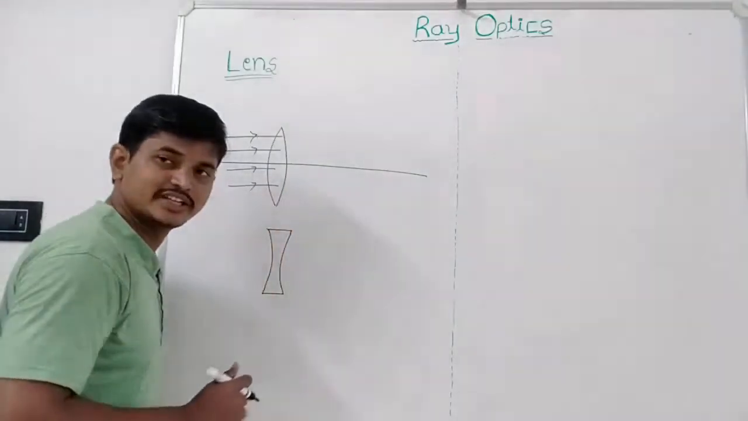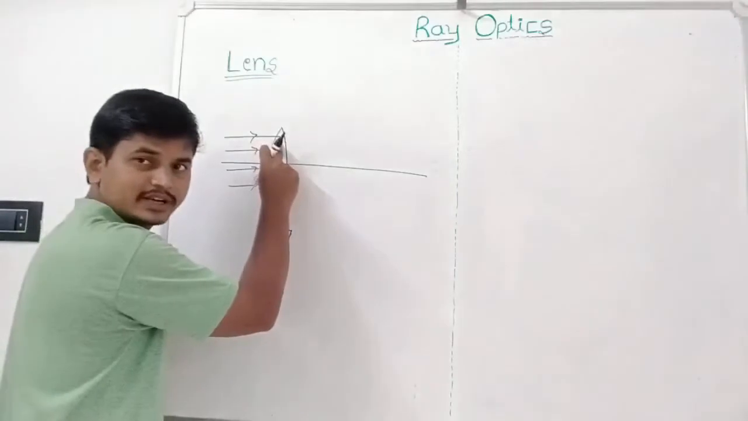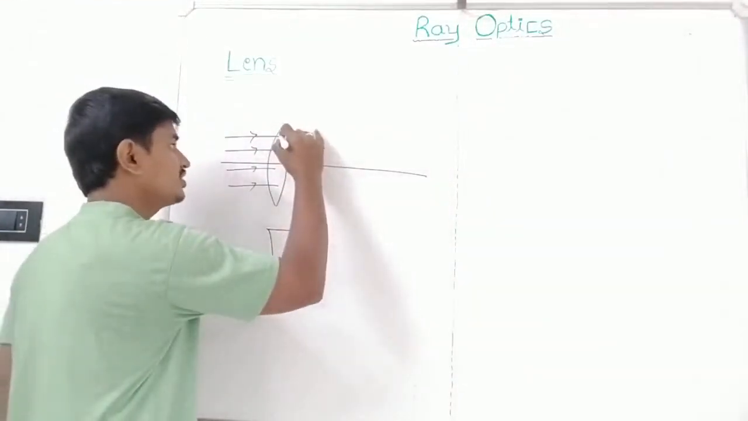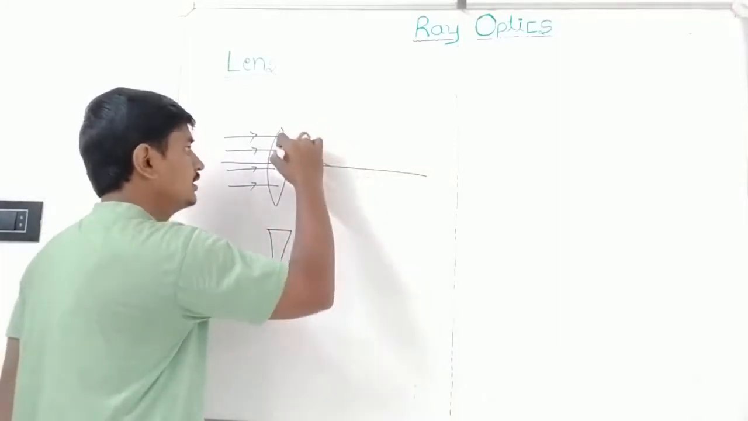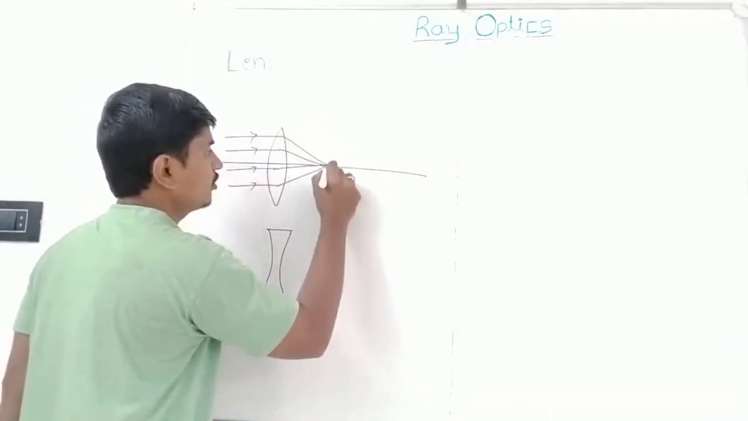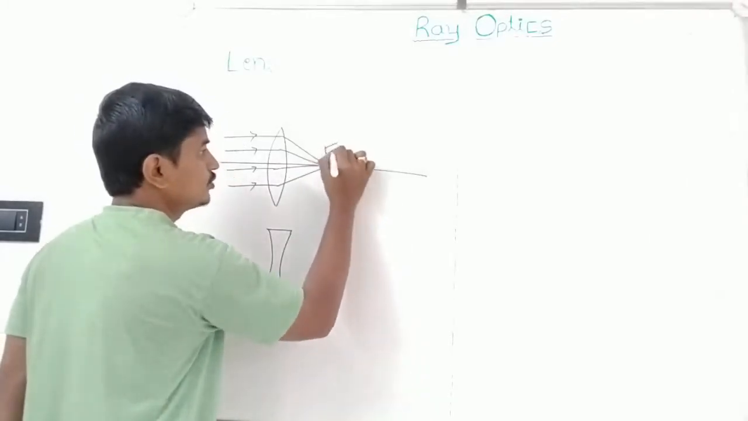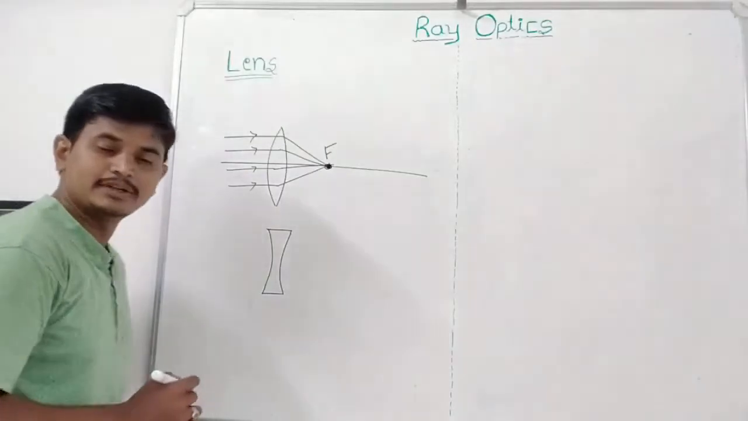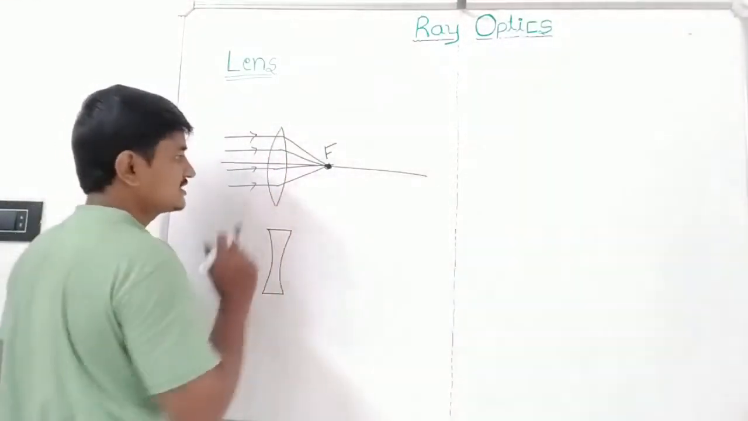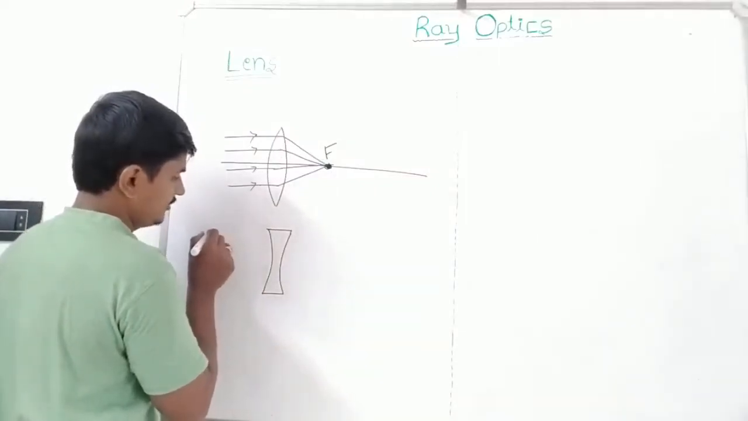There is a refraction that takes place because light is traveling from one medium to another medium here. That's why there is a change in the path. So due to the refraction process, all the rays merge at a single point. This point we can call the principal focus, which is represented by capital F. It is in case of convex lens, and this is in case of concave lens.